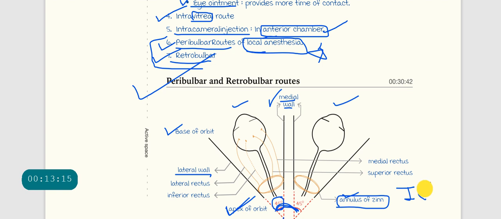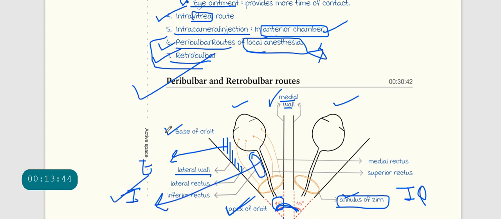Where are the peribulbar injections given? They are given in the extraconal space. And where is this space? This space is outside these muscles, you can see this space is nothing but extraconal space, and the space inside these muscles is nothing but intraconal space. So extraconal space, peribulbar injections, and retrobulbar in the intraconal space. Very easy. Peribulbar in extraconal, retrobulbar in intraconal space. And these are the spaces respectively.